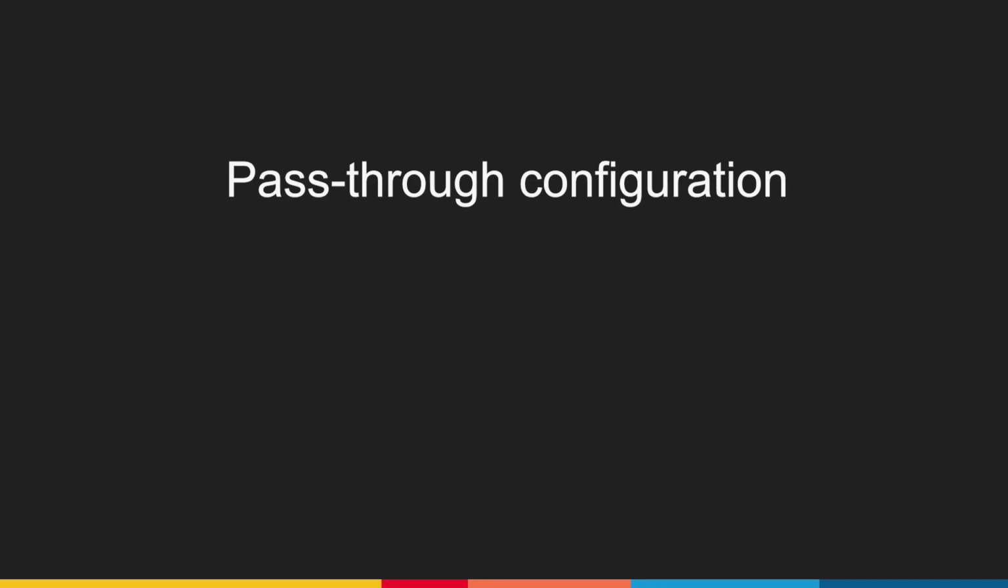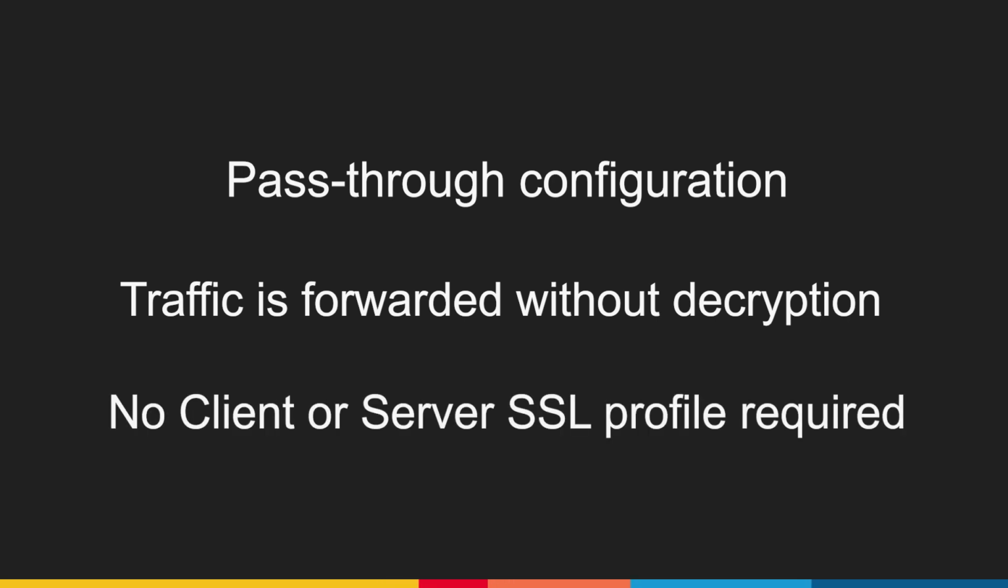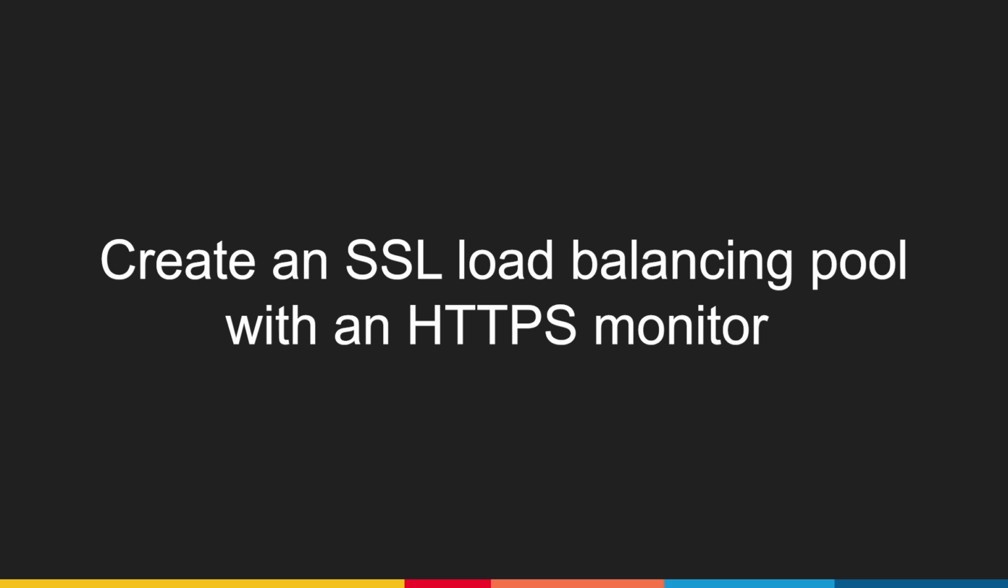In a pass-through configuration, the BIG-IP system forwards encrypted SSL traffic to the back-end servers without decryption, and processes the SSL traffic at the TCP layer without interacting with the contents of the packets. You don't have to configure client SSL or server SSL profiles, since your virtual server does not decrypt or encrypt the SSL traffic. First step is to create an SSL load balancing pool with an HTTPS monitor.